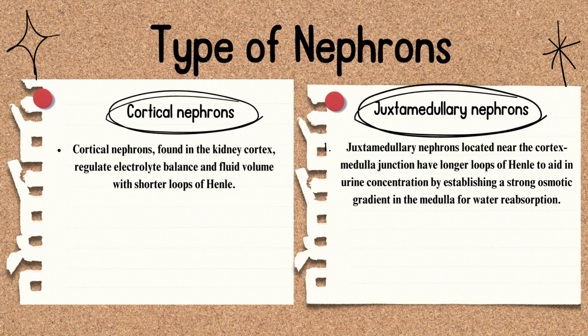So, the next time you have a glass of water, you can thank your juxtamedullary nephrons for being the water-saving heroes of your body, and your cortical nephrons for being the diligent guardians of your electrolyte balance and blood pressure.